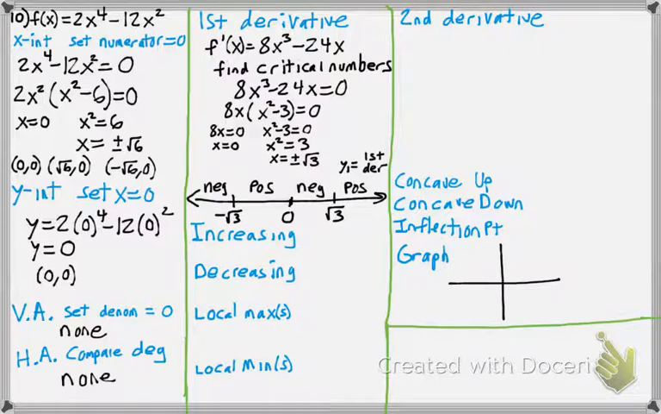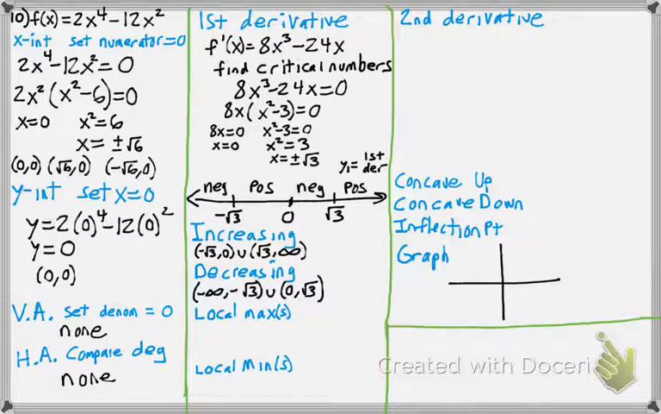Increasing, this is going to be negative square root of 3 to 0, and then from square root of 3 to infinity. For decreasing, it's going to be negative infinity to negative square root of 3, and from 0 to square root of 3.